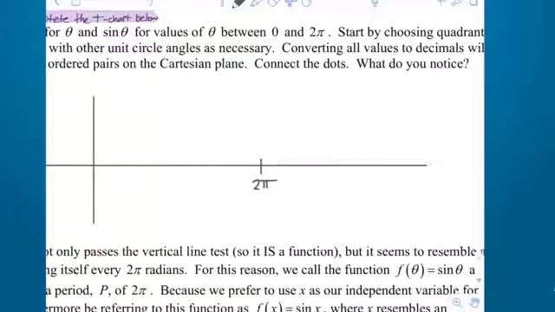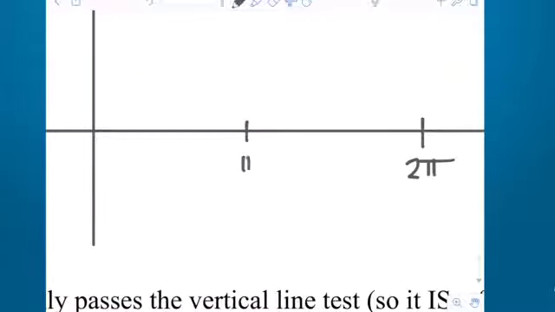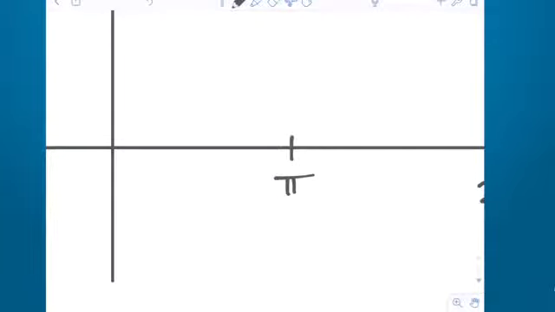All right. Now, once I've called that 2 pi, I can eyeball the halfway point. What's half of 2 pi? 1 pi. And then halfway between 0, which is the y-axis, and pi, we'll cut that in half and call it pi halves. So now we have pi halves, pi.